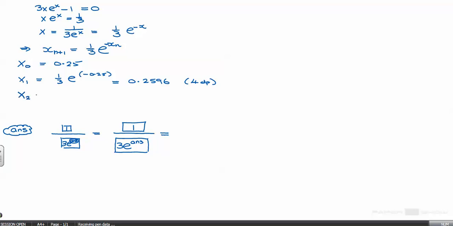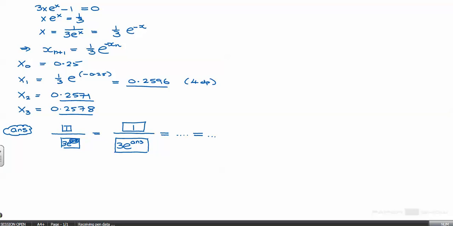I'm going to put x2 is 0.2571, and that's to 4 dp. And then you shouldn't have to enter anything else in the calculator, just press equals again, and that gives you x3, and that will be 0.2578. So we've now got our 3 values for x, the first 3 numbers in the iteration.